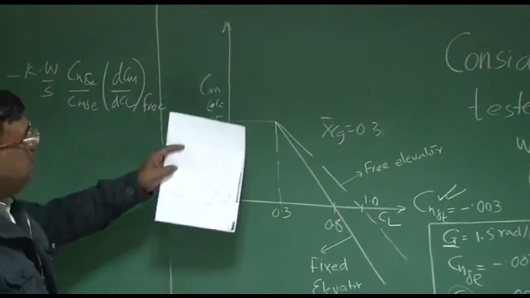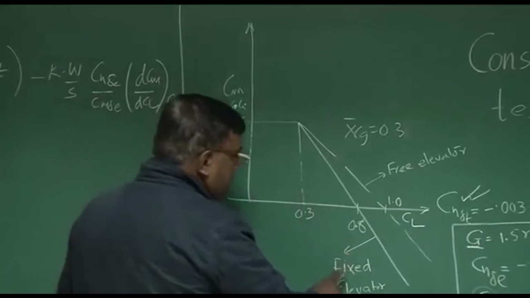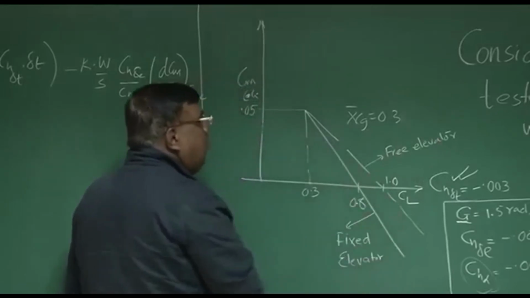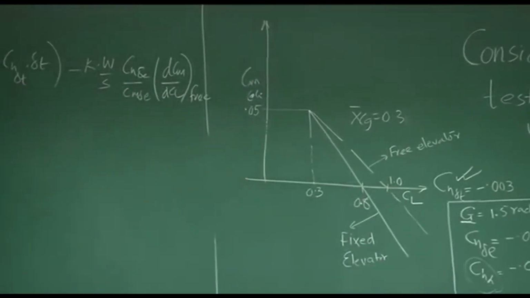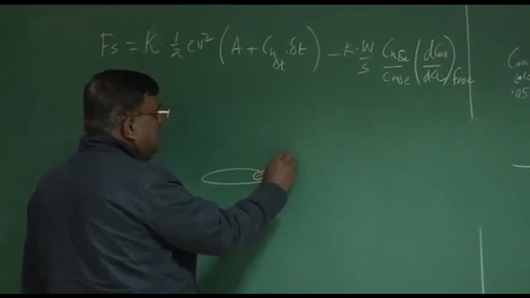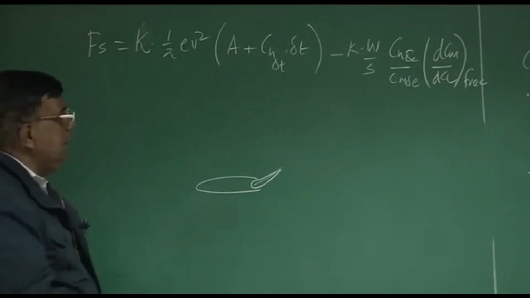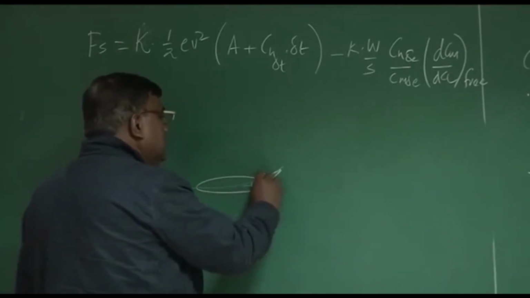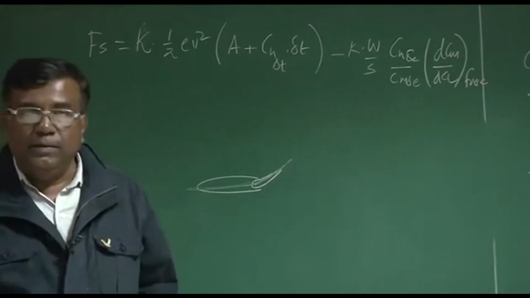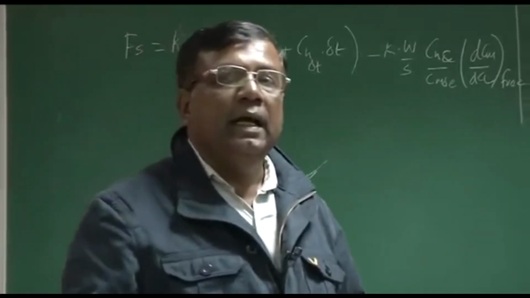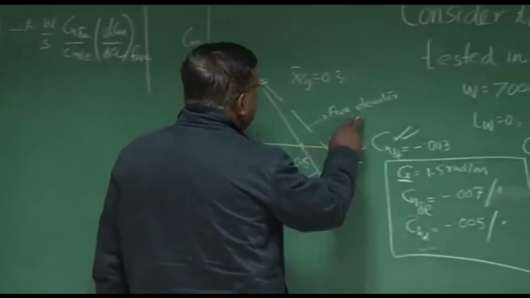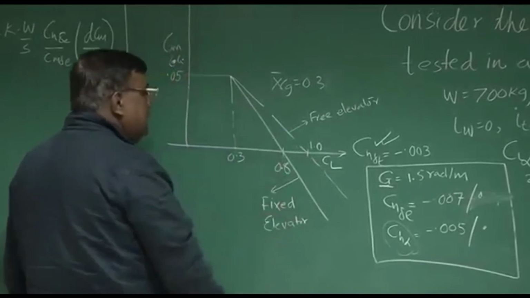So the Cl. Now, what are these two lines? One is fixed elevator, that is the stick fixed case, this line, and there is free elevator. Why has their slope changed? You know that in most airplanes the elevator will float like this, right? So at equilibrium, the shape is like this, opposite of a camber. So there is a reduction in the tail lift. So Cm alpha, or stability added by the tail, will reduce. Hence dCm by dCl for a free elevator, the slope will be less compared to the stick fixed case.